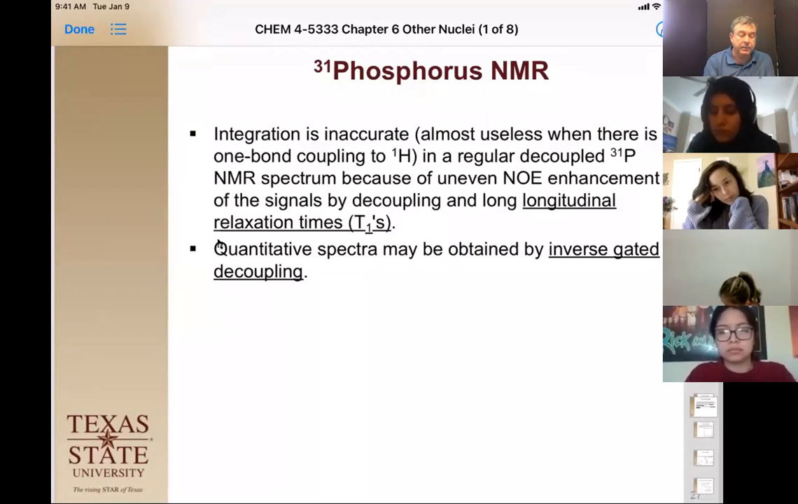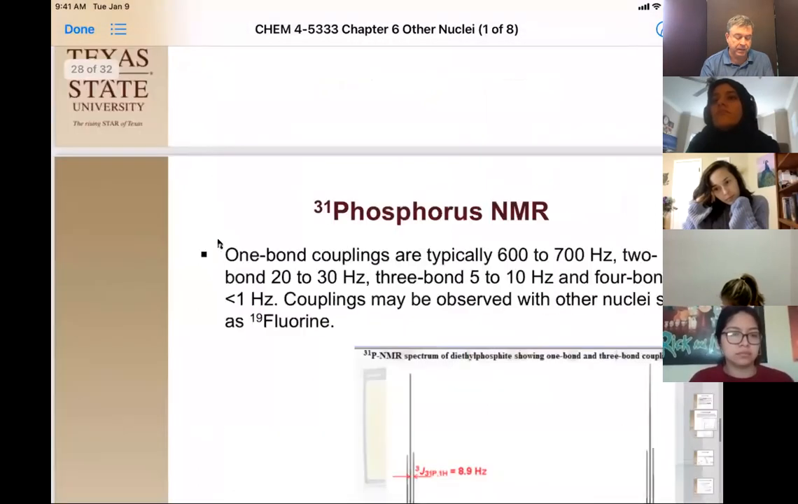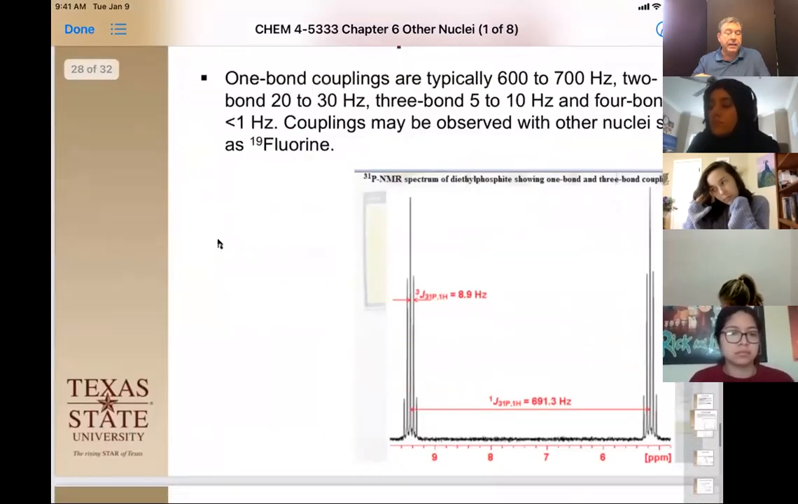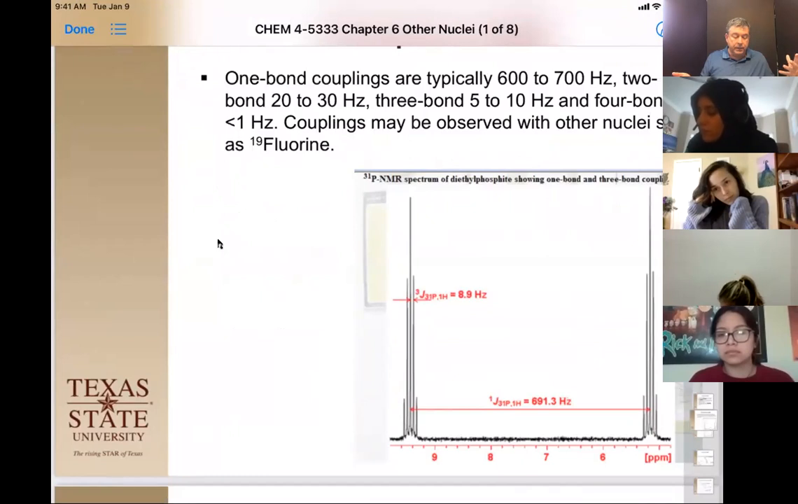But you can get them if you do an inverse gated experiment. And I don't know if our machine does that. It should be able to, but I'm not sure. Okay, so in our phosphorus NMR, we get nice clean peaks.